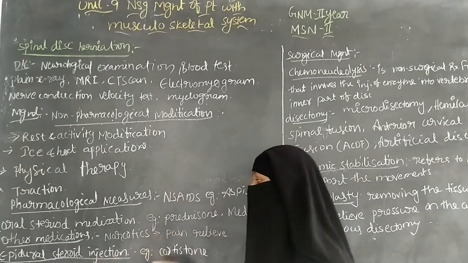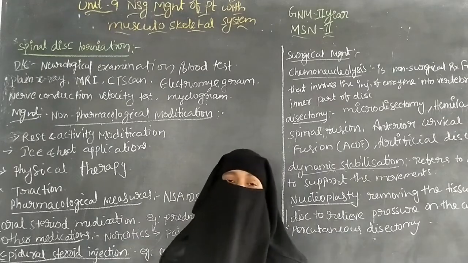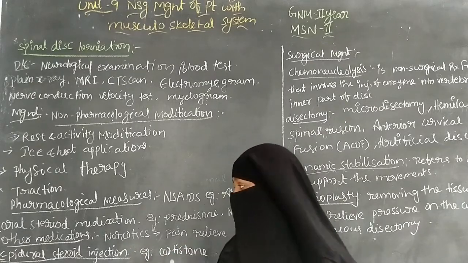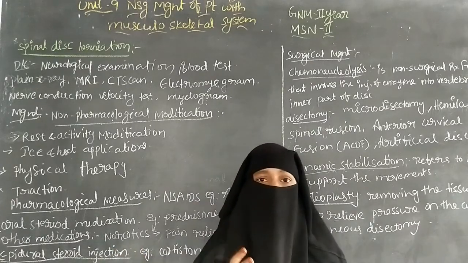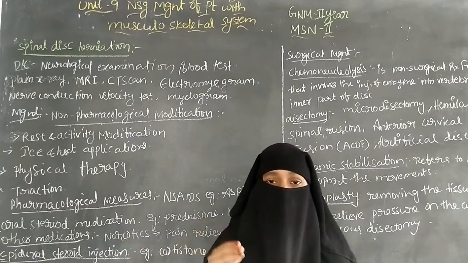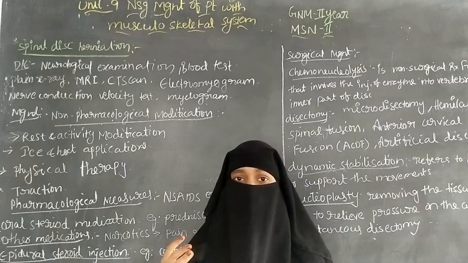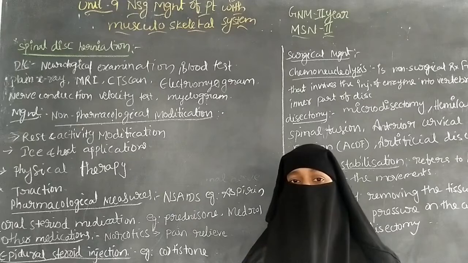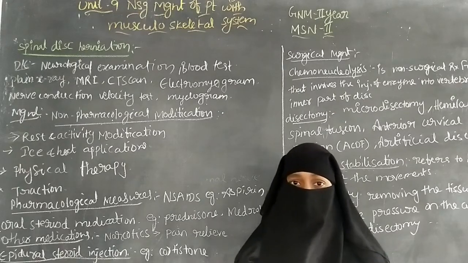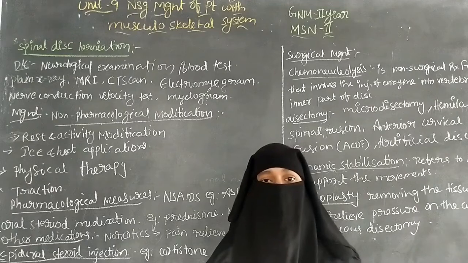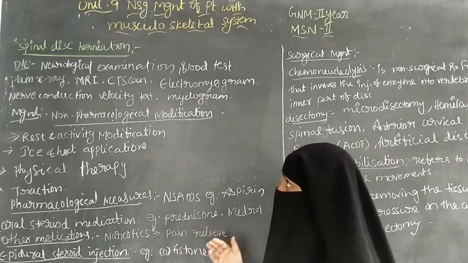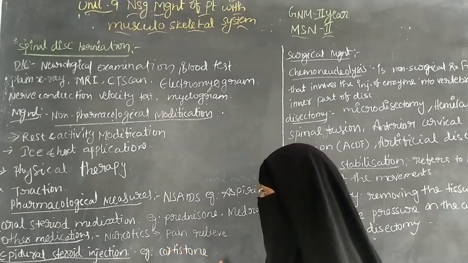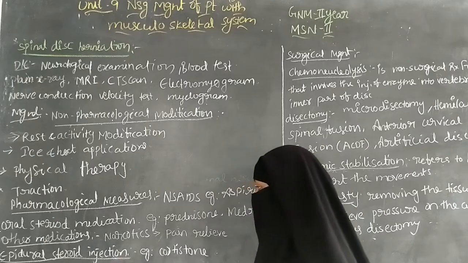And the next one is epidural steroidal injection. An example is cortisone. In the epidural steroid injection, a cortisone injection can be directly injected into the affected disc, where the herniated disc is present. By this injection we can relieve symptoms like inflammation and pain, and we can decrease the pressure over the nerve root.